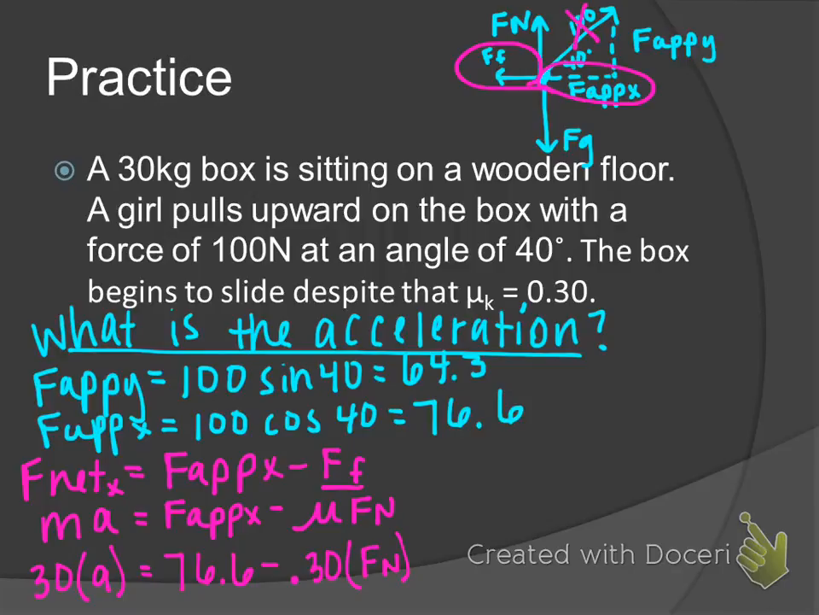No, it's not going to be just equal, because how many vertical forces do we have? 3: 1, 2, 3. So now we have to solve for the normal force. This is kind of like what we did last class where we had this applied at an angle.